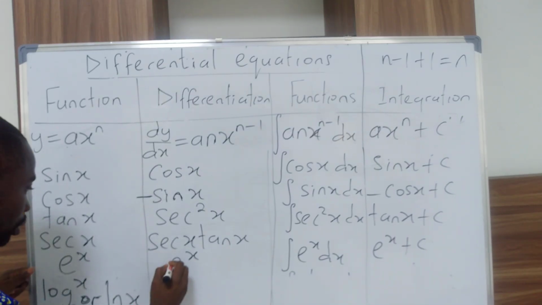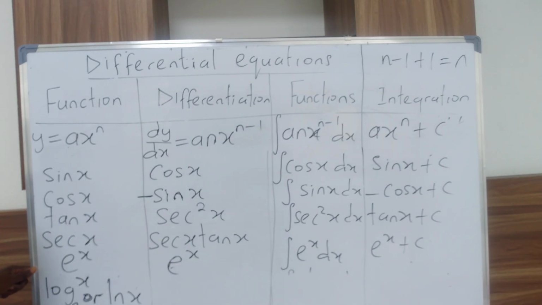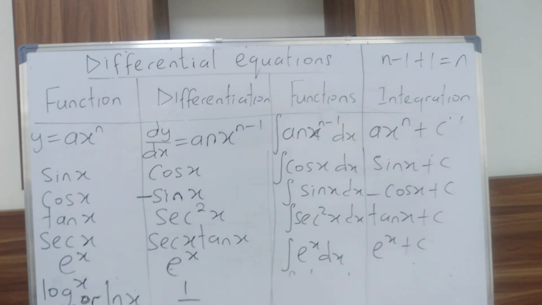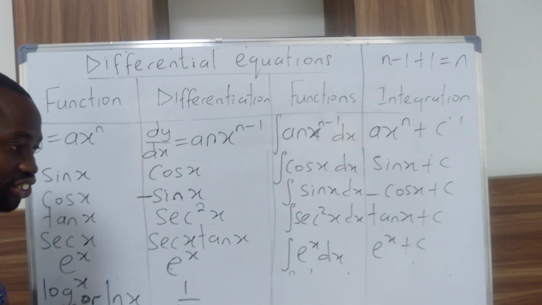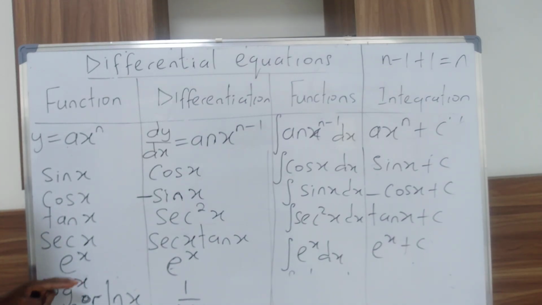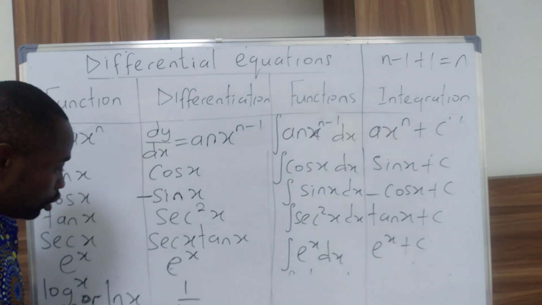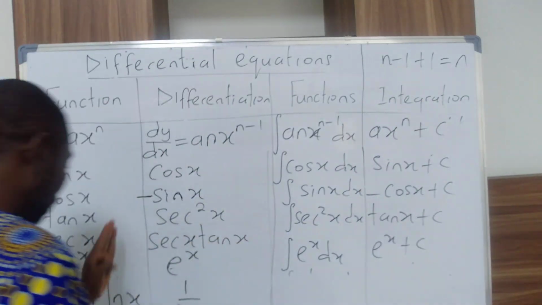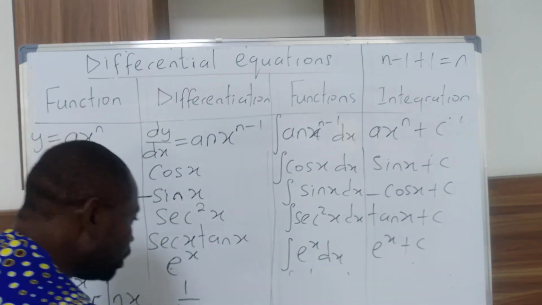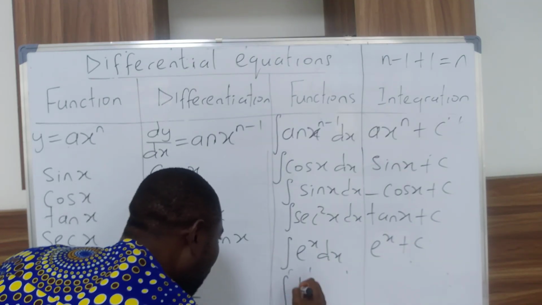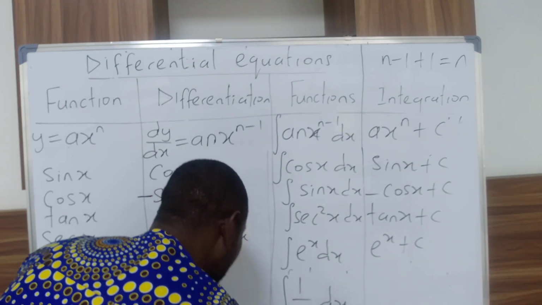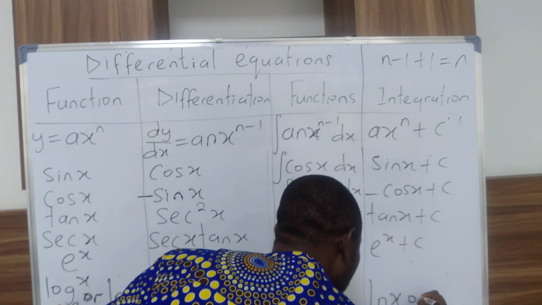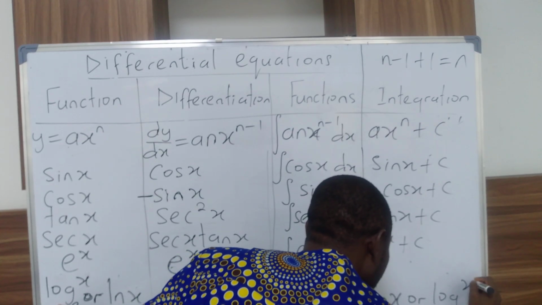Anytime you differentiate log x to base e or ln x, it's going to give us 1 over x. What you get is 1 over x. Don't forget that integration is the reverse of differentiation. So if I now integrate 1 over x dx, it will give me back ln x, which is also called log x to base e.